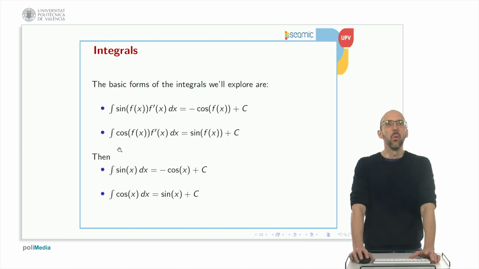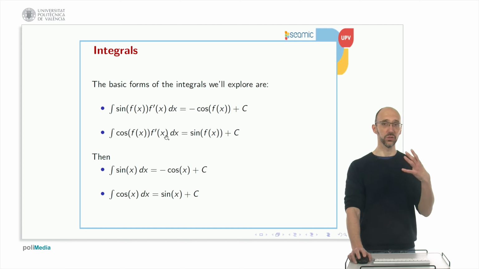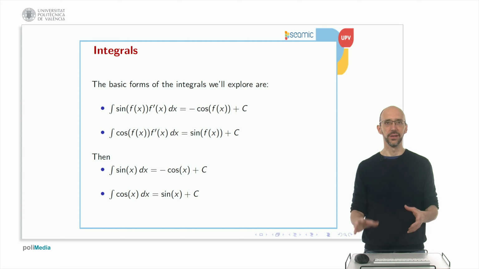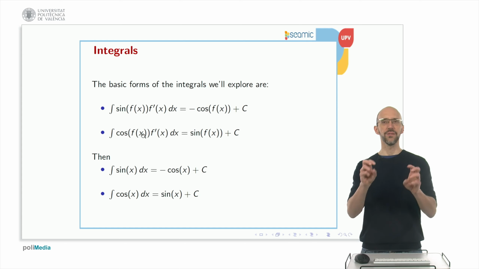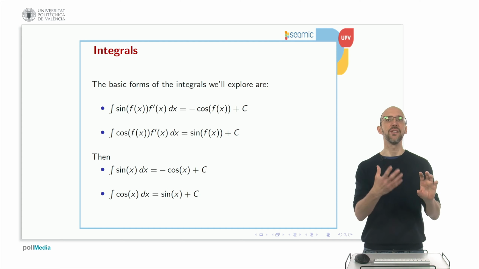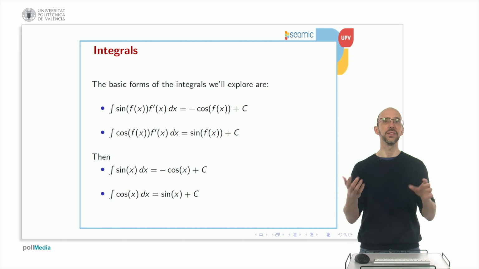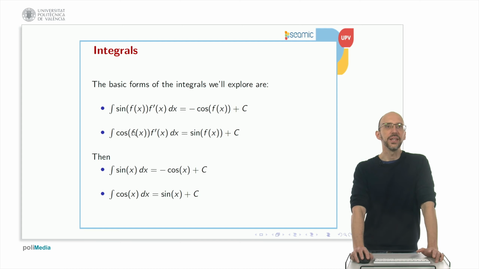The other way around. What happens if I have cosine of a function and the derivative of this function is outside? Then what I have is sine of this function. The derivative must be there just to apply the formula only, okay? The derivative won't appear on this side. So remember, sine of a function and the derivative is outside, negative cosine of the function. If I have a cosine of a function and the derivative is multiplying outside, then this is sine of the function, okay?